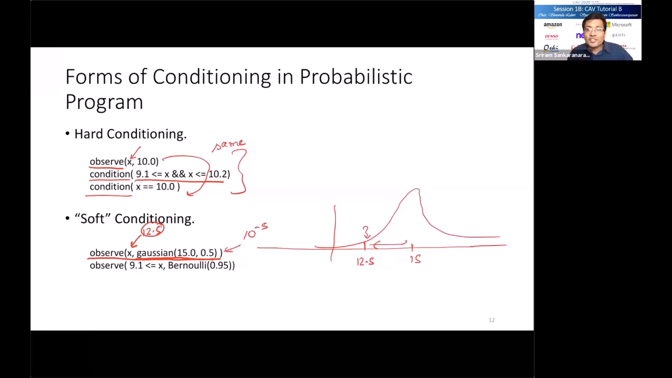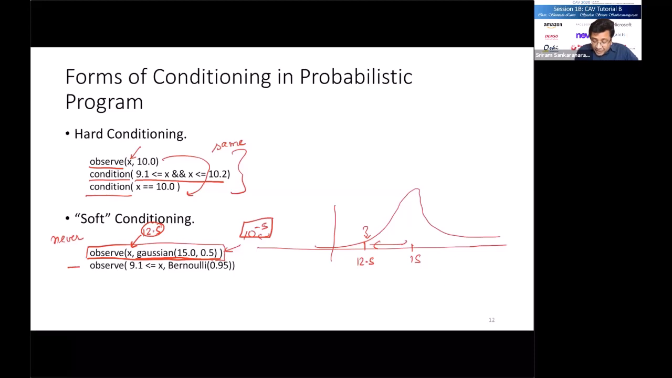Sorry, my Gaussian distribution knowledge is not good. I need a calculator, but let's say it's 10 to the minus 5. So what it means is that I pass this observation with this probability 10 to the minus 5. But this kind of soft conditioning never blocks. The execution keeps proceeding. What just happens is it became a lot more improbable because I'm observing a value 12.5 under a Gaussian of 15 and 0.5.